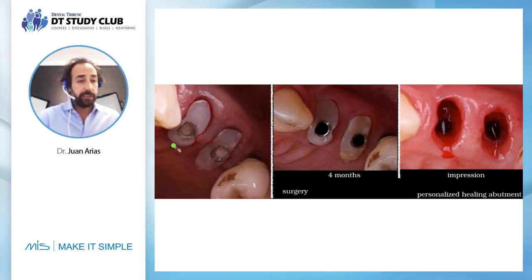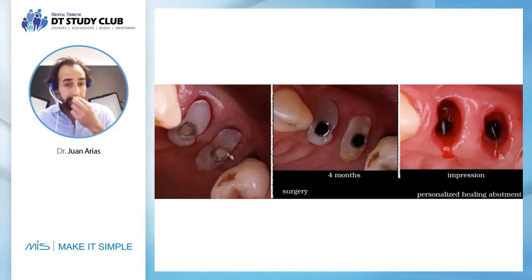We made just the same, but instead of making immediate loading, what we did is we cut the titanium abutment, so it's just at the same length as the composite, and we leave it there as if it was a personalized healing abutment.